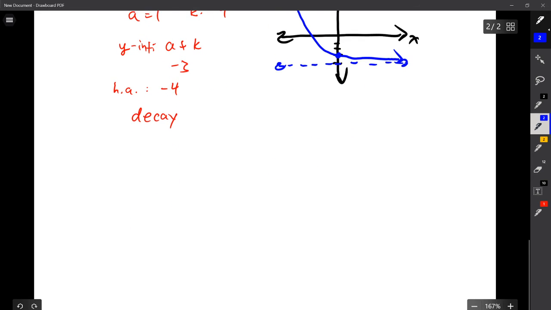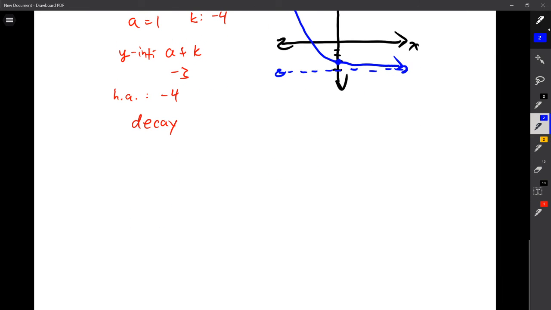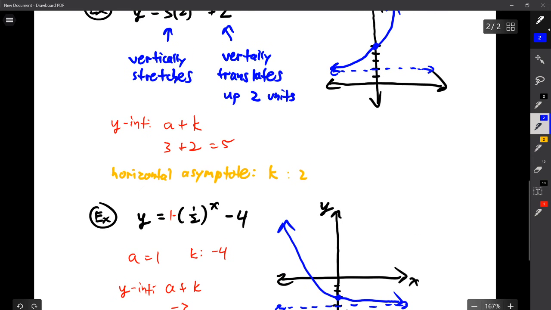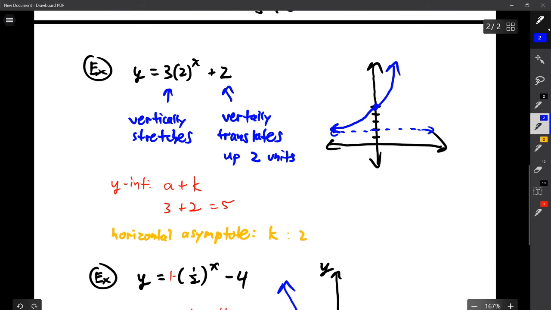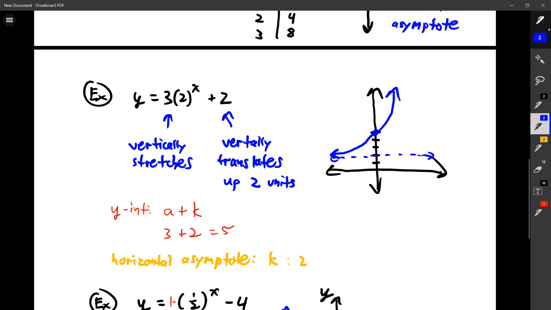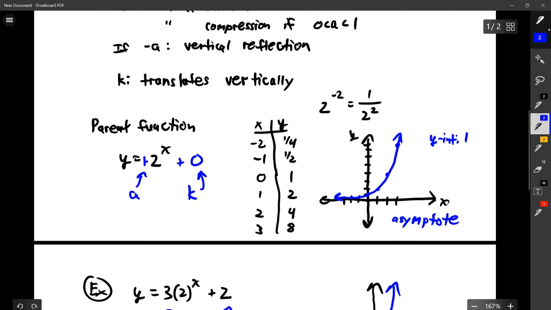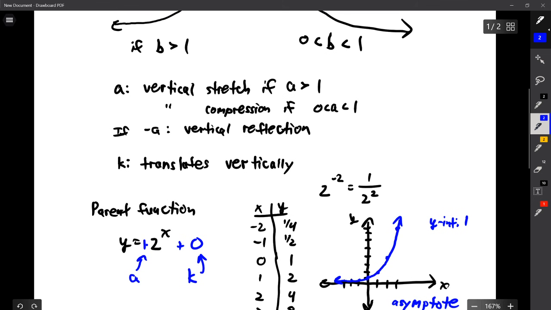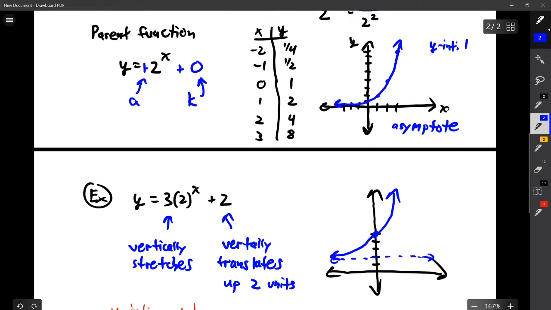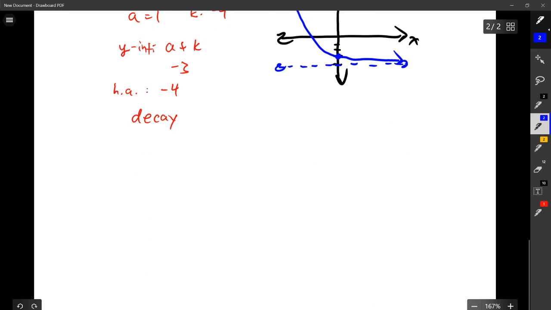Okay, that's that. And you have some questions that are like identify the way that a graph is a modification or how it relates to the parent function. That would be using words like translated vertically up 2, or it's vertically stretched by a factor of 4, or vertically compressed by a factor of 1/2, that kind of stuff. Okay? So let me know if you have any questions about that.